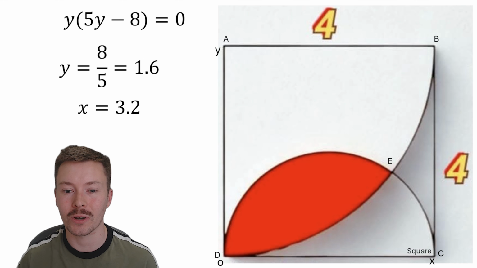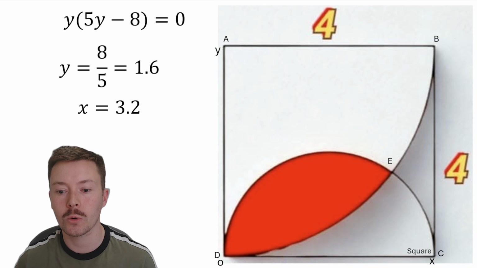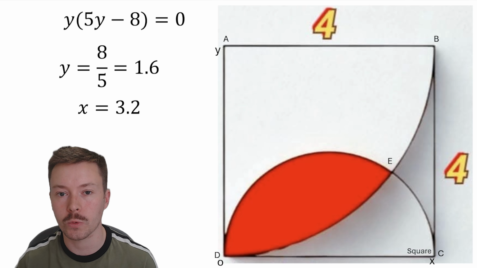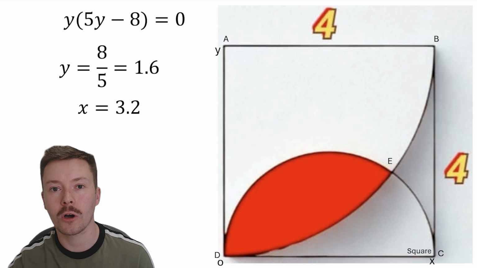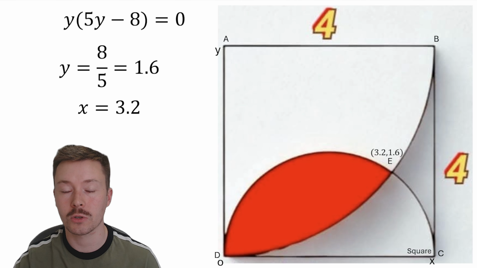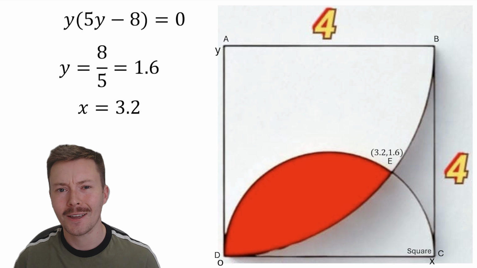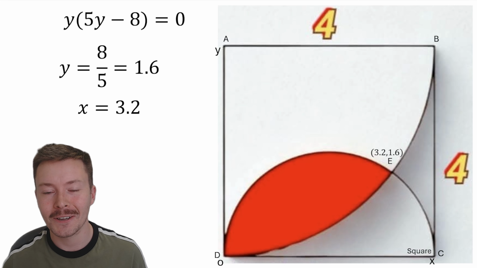And we're only considering here y equals 1.6, not y equals 0, because y equals 0 is obviously point D, which we're not worried about. We're only looking at point E. So now we've got our coordinates, which would be 3.2 and 1.6, x first, y second.